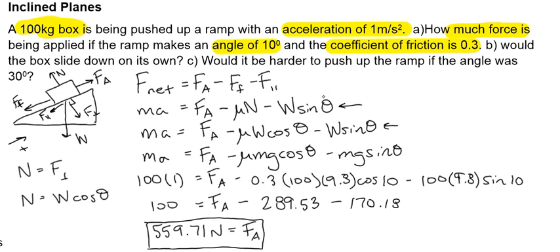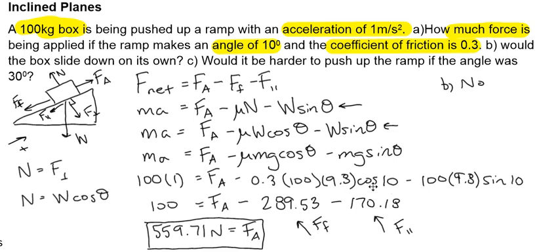Part B said, would the box slide down on its own? Well, let's just look at this. This value here is the force of friction, and this value is the applied force. Or sorry, the parallel force. The parallel force needs to be bigger than the force of friction in order for it to move on its own. So the answer to part B is no, because the parallel force is not greater than the force of friction. Part C, would it be harder to push it up the ramp if the angle was 30 degrees?